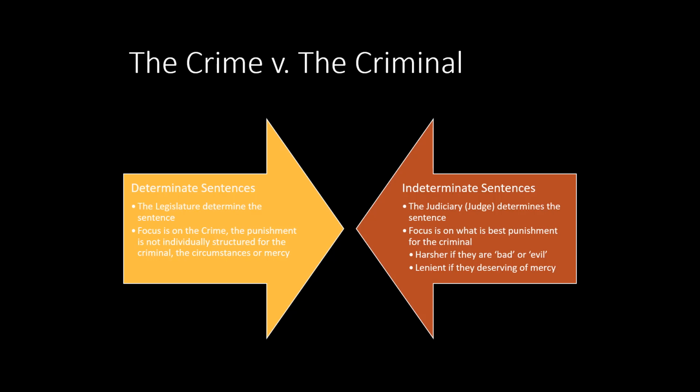But in determinate sentencing, you are focusing on the crime. The punishment is not individually structured, it's on the crime itself. And we're not as interested in mercy. Now, indeterminate sentencing, there it's up to the judge. The judge has a big, long leeway. He's got a lot of decisions that he can make to expand or contract the sentence. And the focus is on what is the best punishment for the criminal. It can be harsher if the judge says, well, this criminal is particularly bad, or it can be more lenient if they believe this criminal is particularly good.